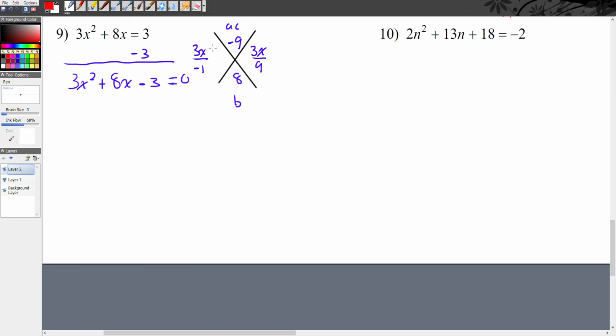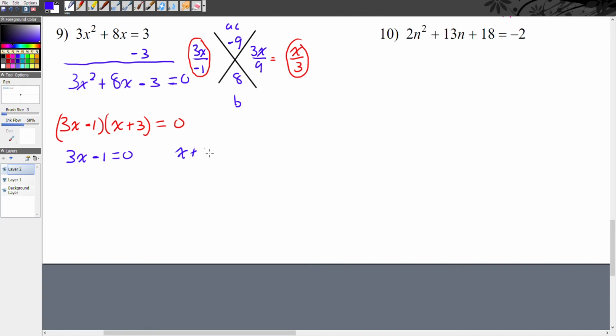This fraction is already in simplest form. And over here, 3x over 9, I could divide by 3, and I get x over 3. So these are my two binomials. So I have here 3x minus 1 times x plus 3 equals 0. I set each of these separately equal to 0. 3x minus 1 equals 0, and x plus 3 equals 0.